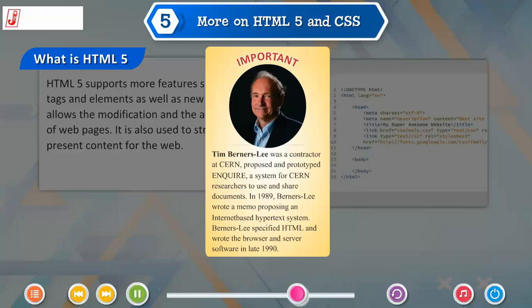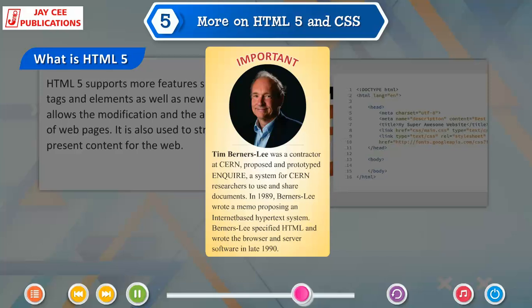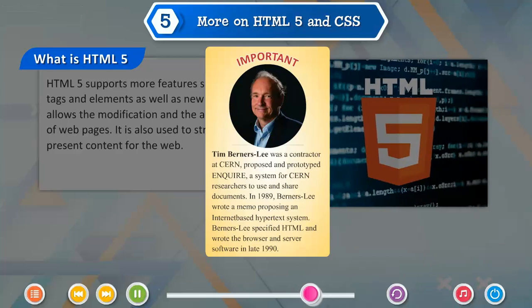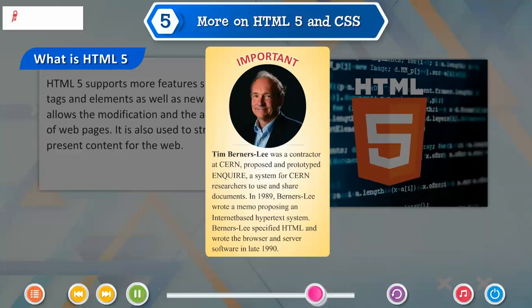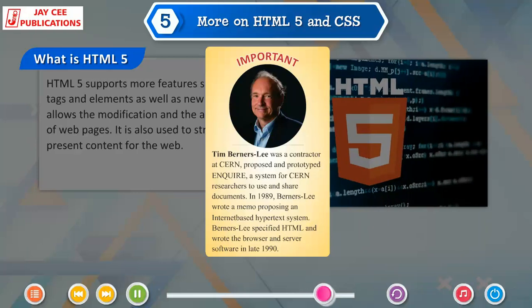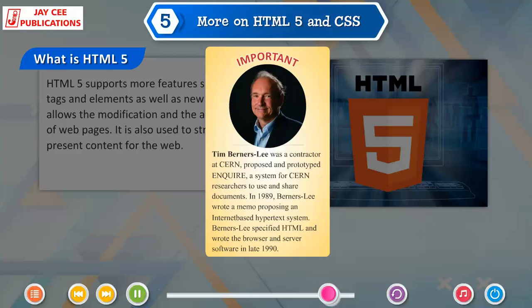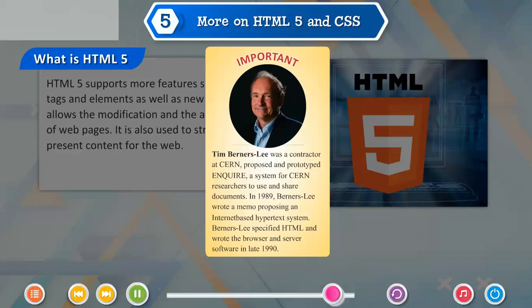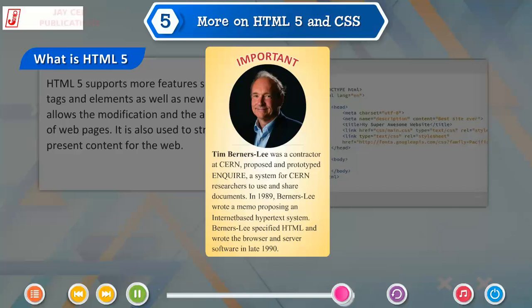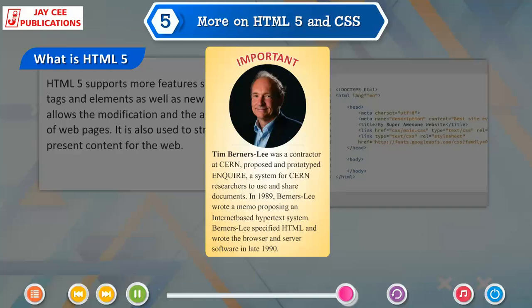Important. Tim Berners-Lee, a contractor at CERN, proposed and prototyped Enquire, a system for CERN researchers to use and share documents. In 1989, Berners-Lee wrote a memo proposing an internet-based hypertext system. Berners-Lee specified HTML and wrote the browser and server software in late 1990.